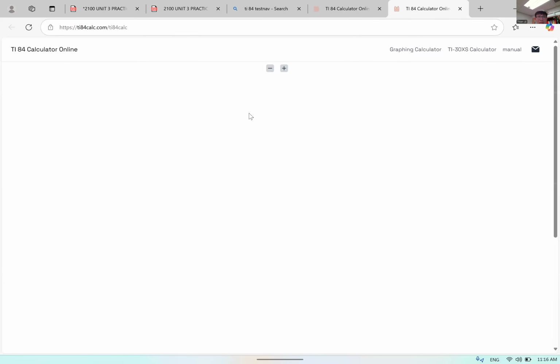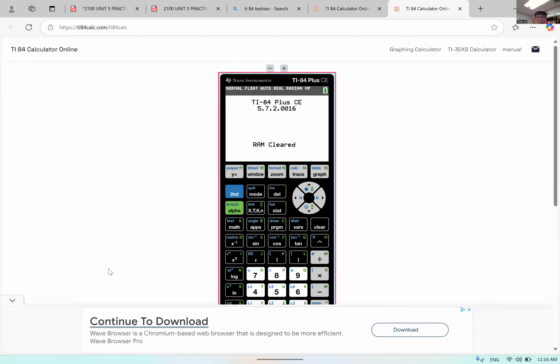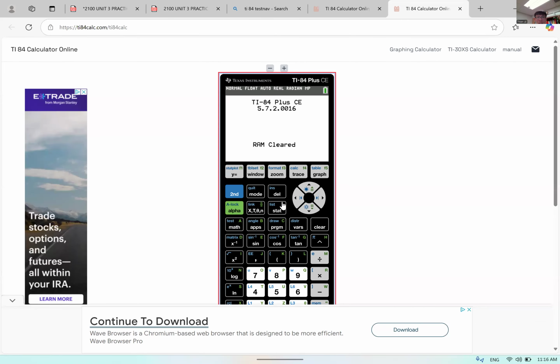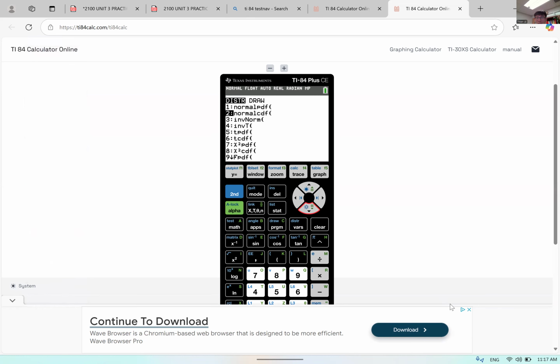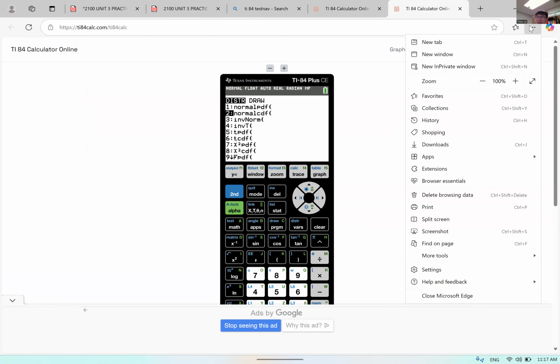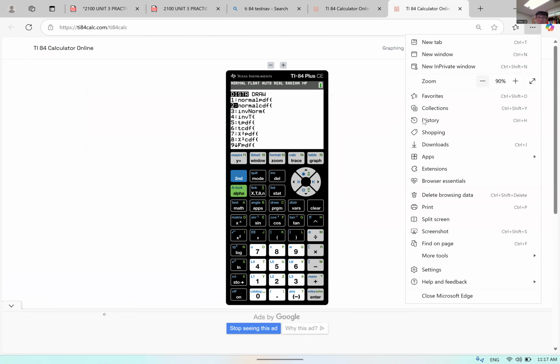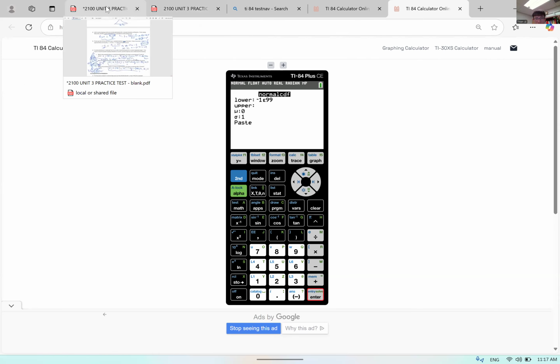Okay, so you can press second, distribution here, normal CDF, right? Maybe I will do the last problem. Okay, 14, right?